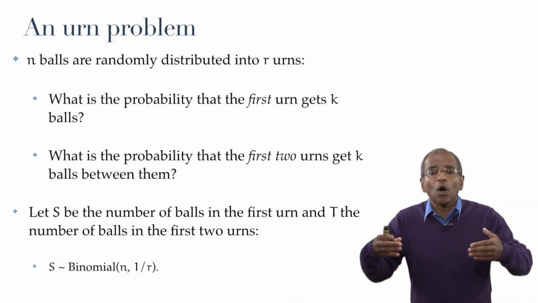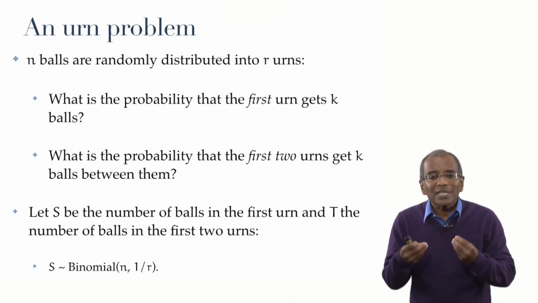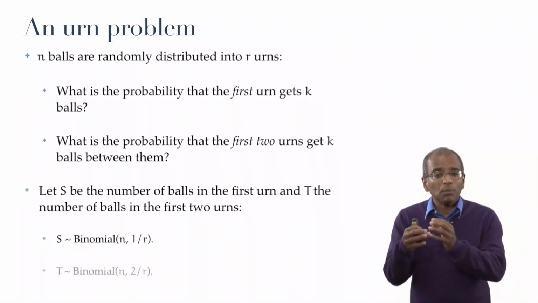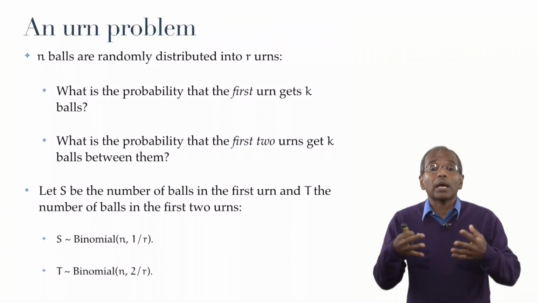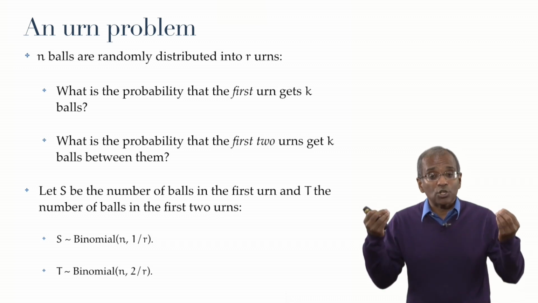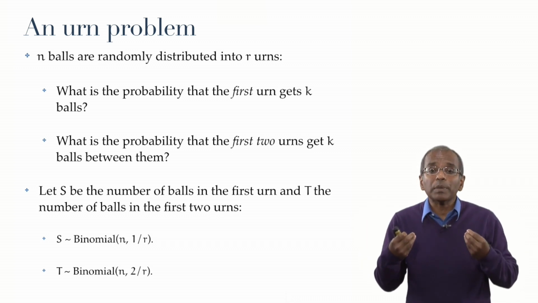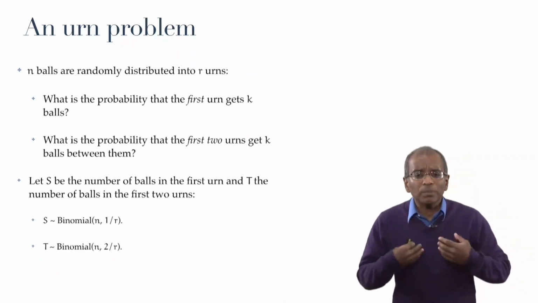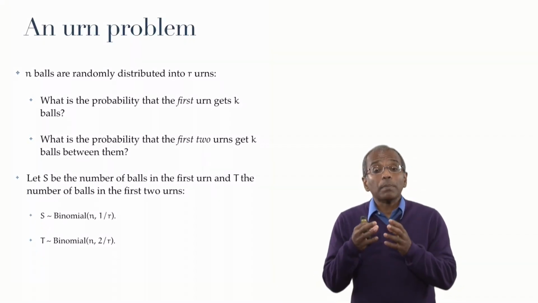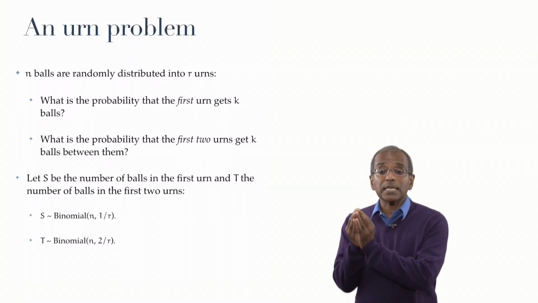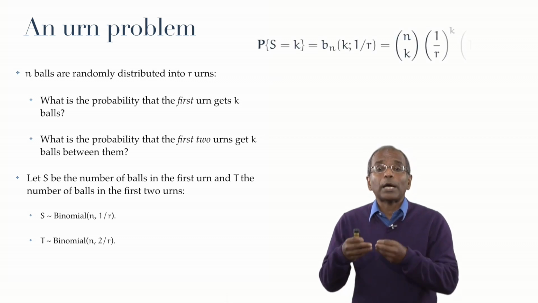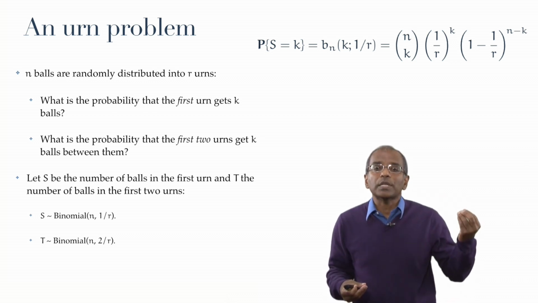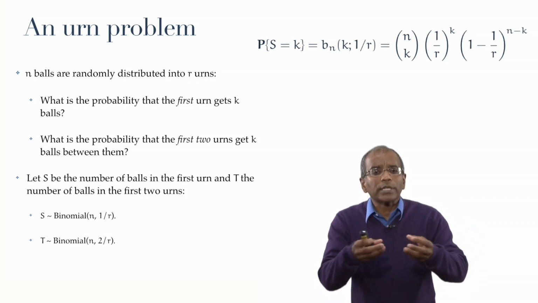We now have a succession of n Bernoulli trials where the success probability now is 2 over r. And therefore, T, the number of balls in the first two urns, is governed by a binomial distribution corresponding to n trials, where the success probability p is now 2 over r. And with this in hand, we can now simply write down our problems. The probability that the first urn sees exactly k balls is governed by the binomial probability corresponding to n trials, k successes, and where the success probability is 1 over r. And we just write it down.